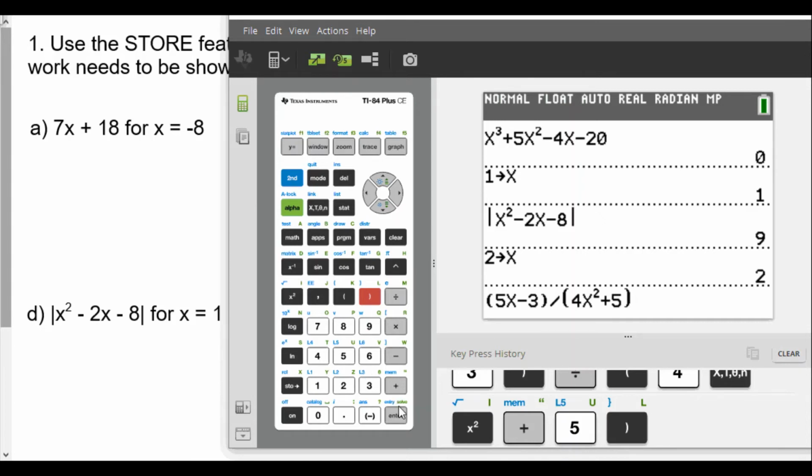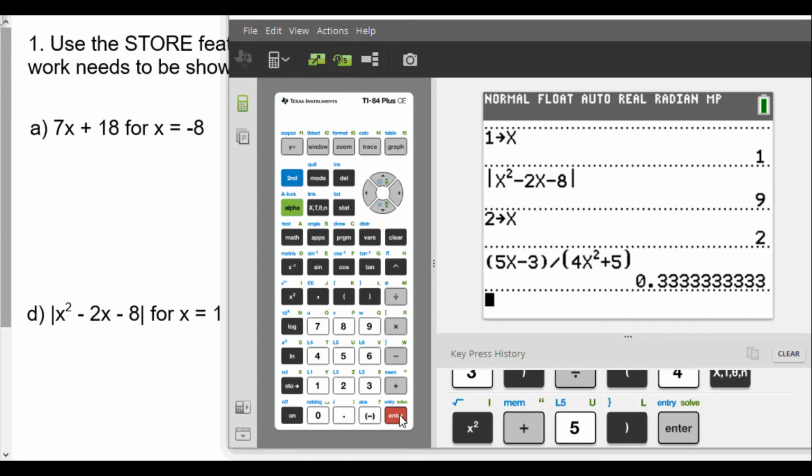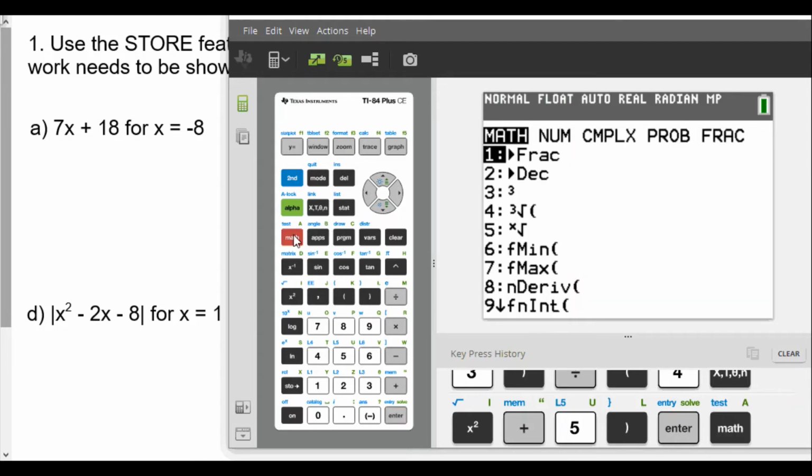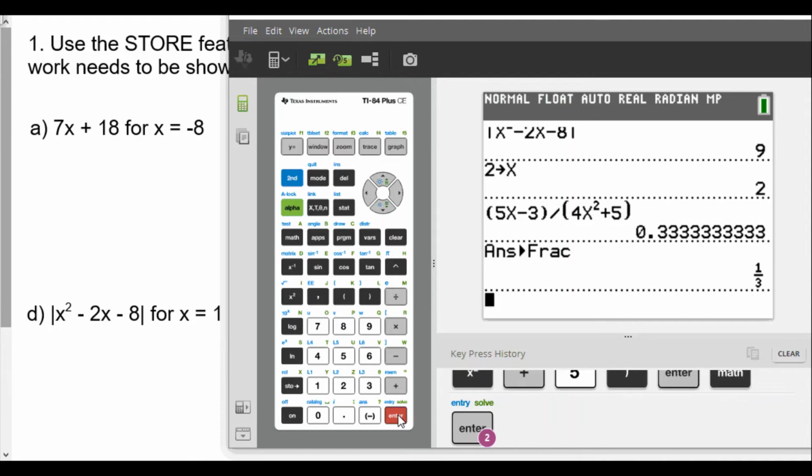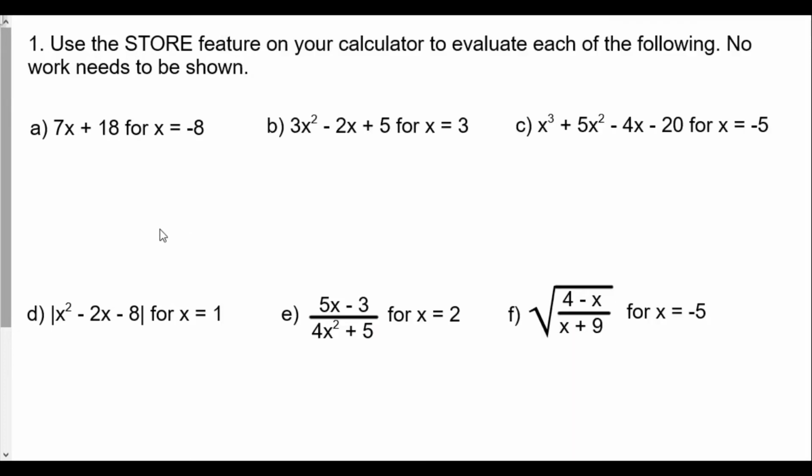So we enter this and we get 0.3333. Now this is a repeating decimal, which is a rational value, and we can find the actual fraction by hitting that math button again, and you'll notice the word frac. The calculator will convert this into a fraction: enter, enter again, and the repeating 3 is going to be 1/3.